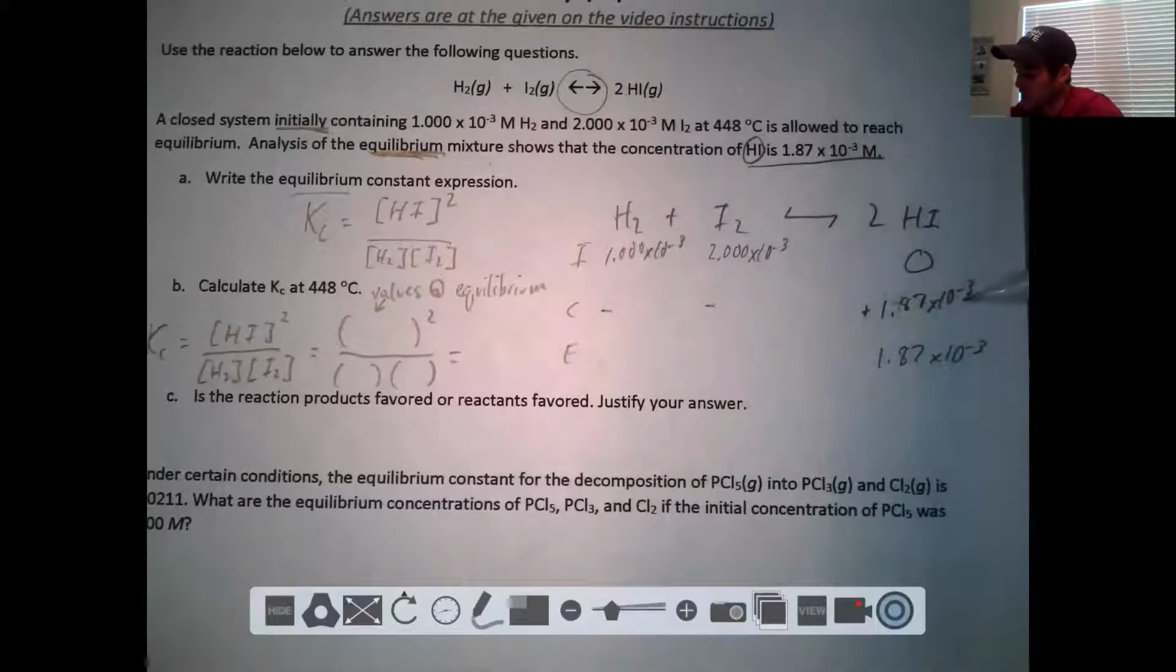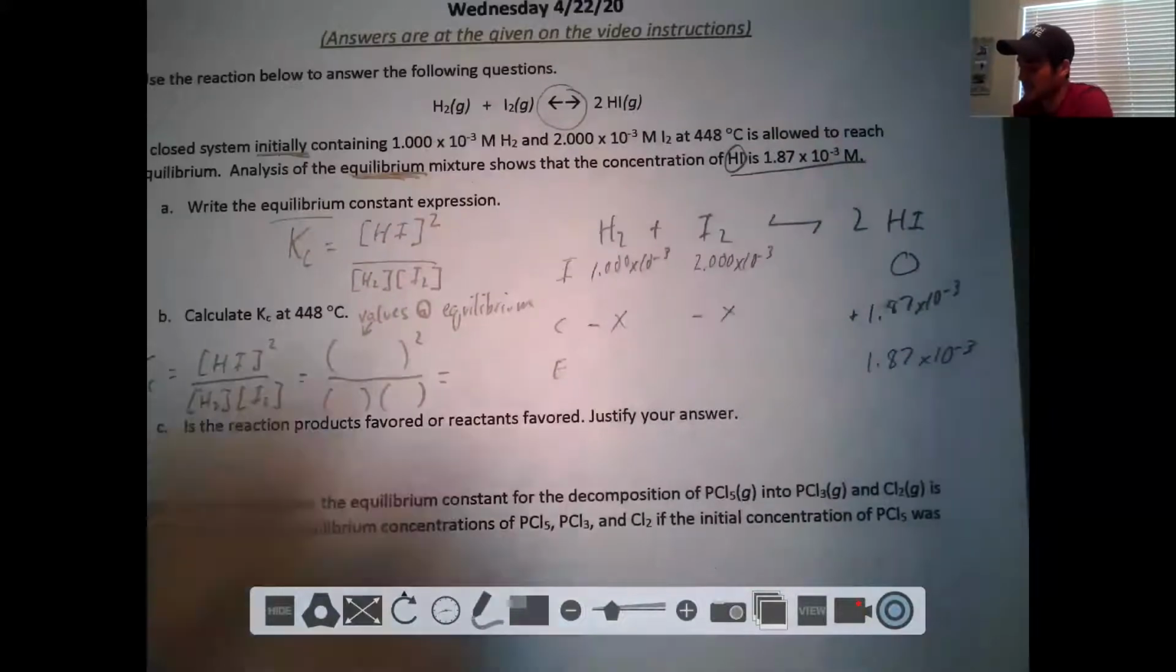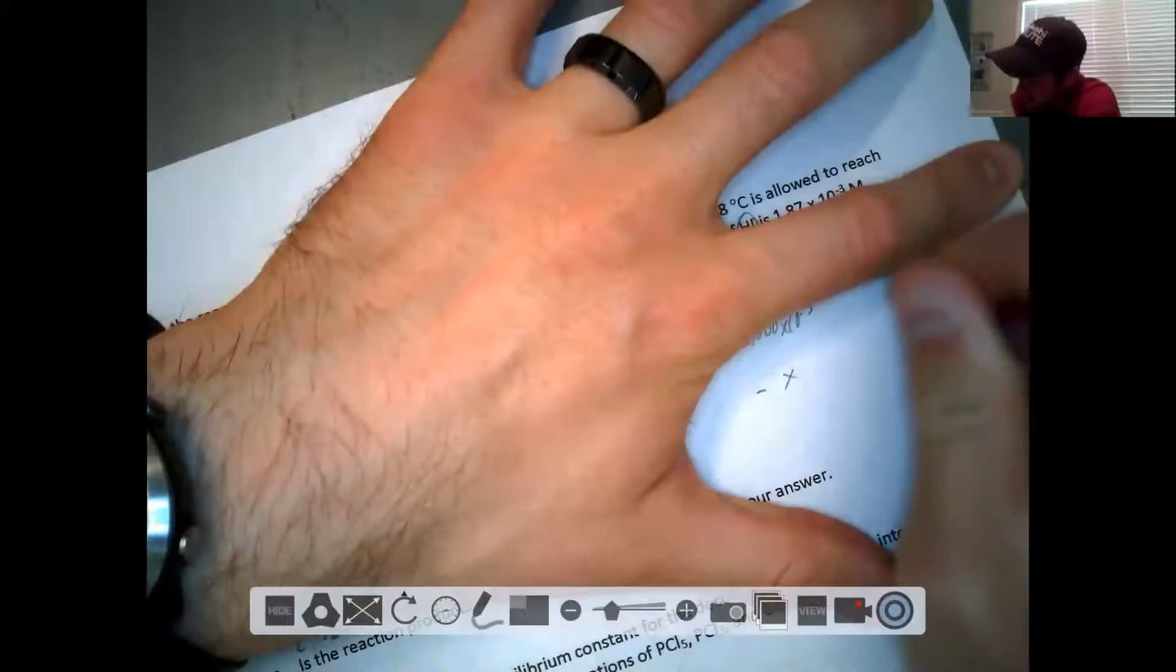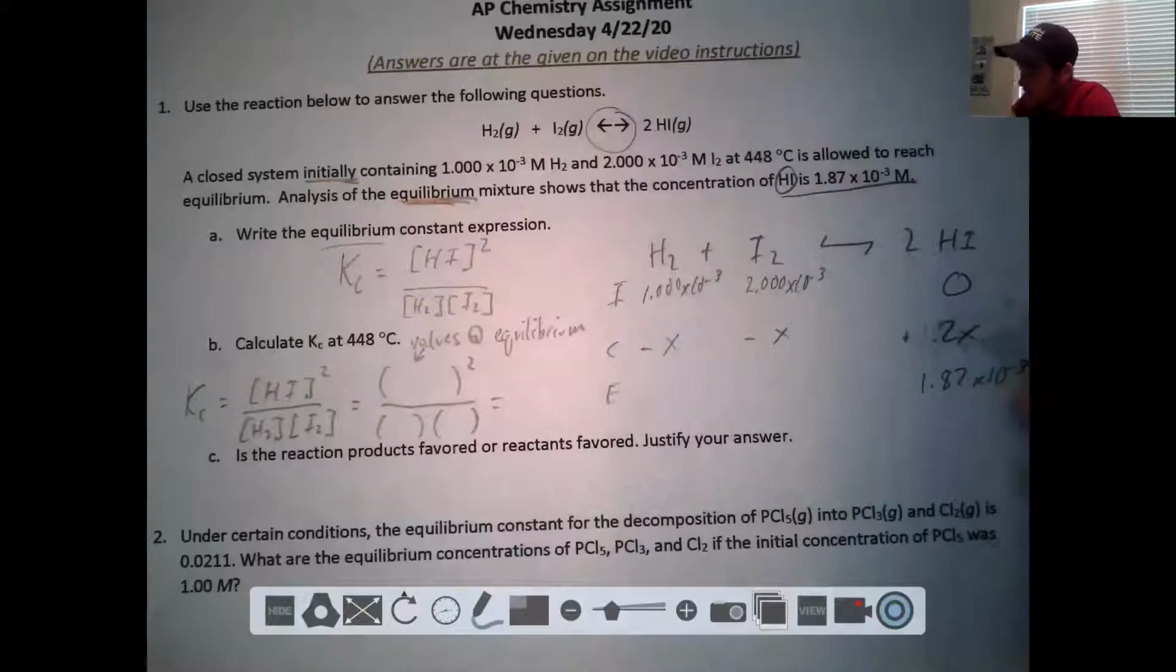Now, this is the change right here if you have 2 moles. So what is the change if we have 1 mole? And if you remember with BCA tables, we would plug in minus x, and then this right here would be plus 2x. Now, you could still do that. And so you could say 0 plus 2x equals 1.87 times 10 to the negative 3, and you could then solve for x.